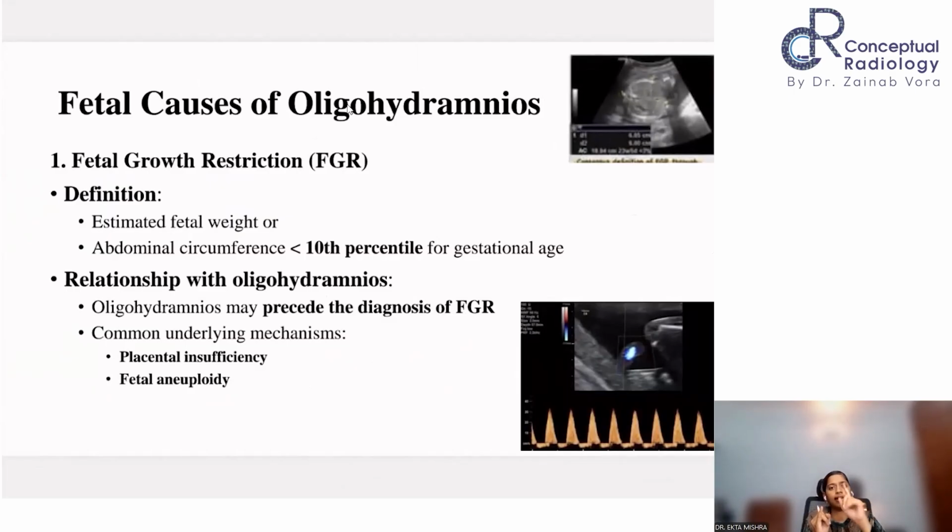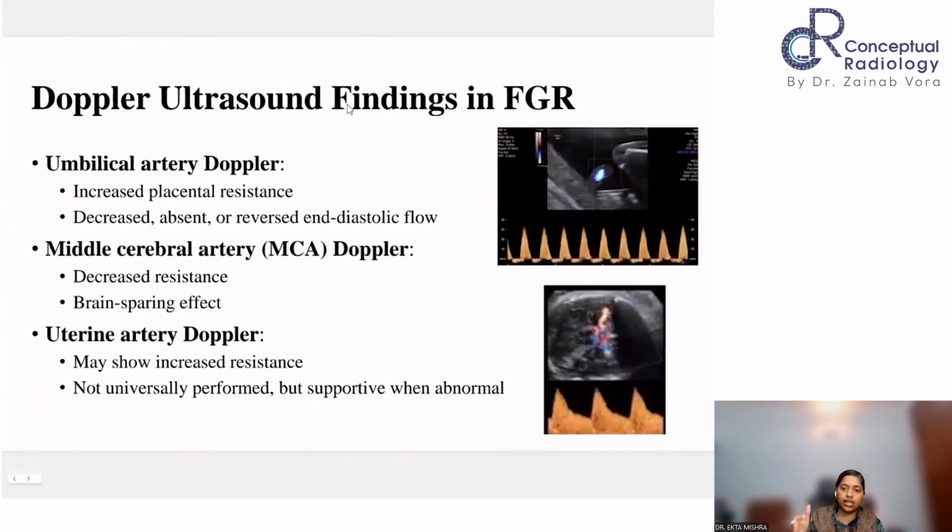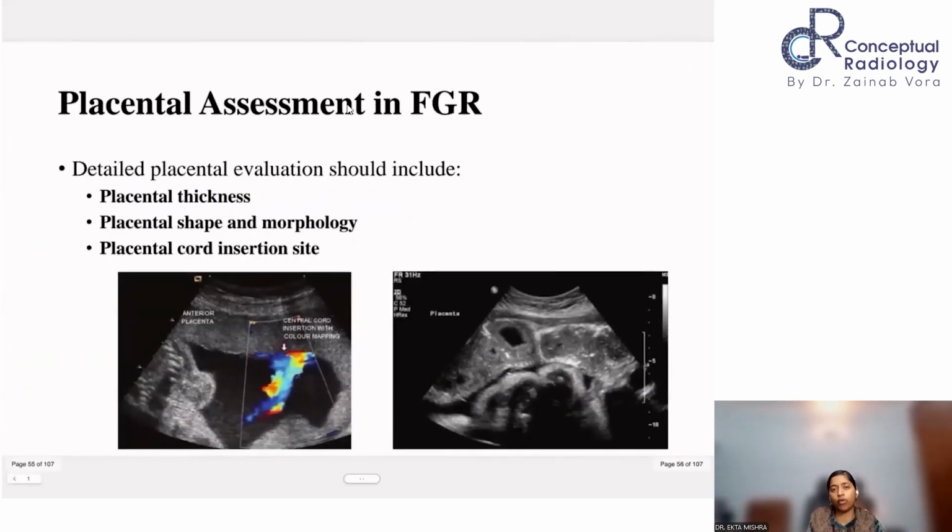Fetal growth restriction, again, there is a redistribution of the blood flow, brain sparing and shunting of blood from the kidneys, leading to decreased urine output and oligohydramnios. You know how to diagnose IUGR? These are the Doppler changes. Umbilical artery Doppler: there is increased resistance, so decreased, absent or reversal of end-diastolic flow. Brain sparing effect in MCA, so decreased resistance. There is umbilicalization of MCA color Doppler, and the uterine artery might show increased resistance in the form of raised mean PI. For placental morphology, you will look for the thickness, the morphology, shape, and where the cord is inserted.